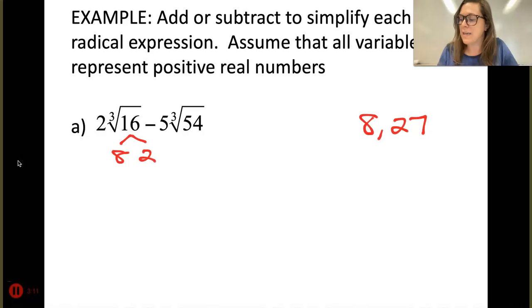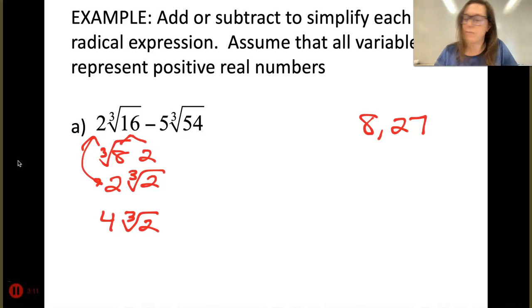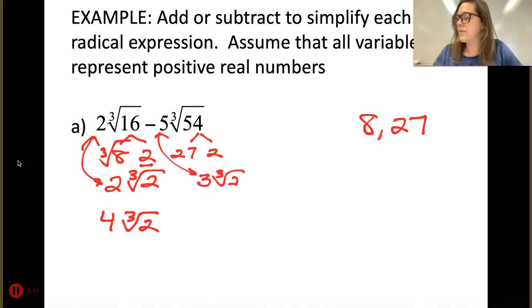So 16 would be 8 times 2. The cube root of 8 is 2, and I'm left with a cube root of 2. Multiply these 2's together, so we get 4 cube roots of 2 in that first term. Now for my second one, 54, does that divide by 27? I think it's 2, isn't it? Yeah, I should have known that because I know one of my factors has to be 2. So the cube root of 27 is 3, and I'm left with a cube root of 2. Multiply my 3 and my 5, so that becomes minus 15 cube roots of 2. So 4 minus 15 gets me negative 9. Nope, negative 11 cube roots of 2.